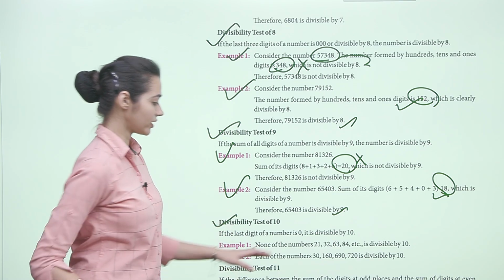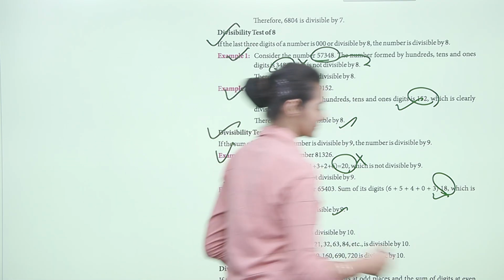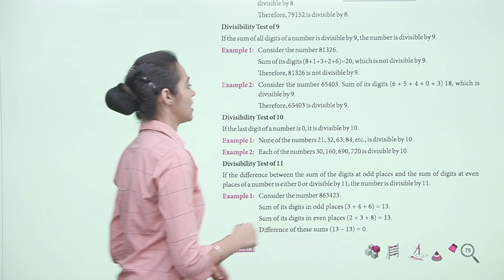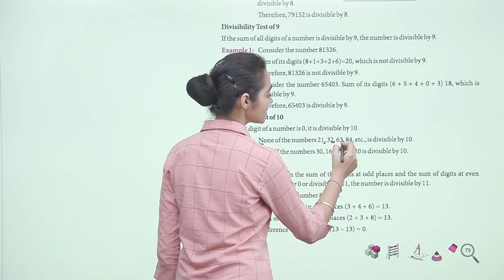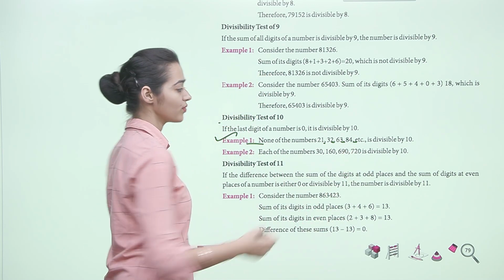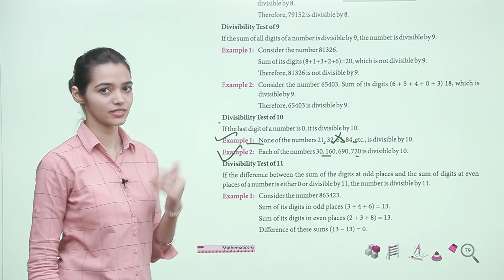Now divisibility test of 10. If the last digit is 0, that means the number is divisible by 10. Here is our example. None of these numbers have 0 as their ones digit, so they are not divisible, and all of these have 0 at their ones place, so they are divisible.